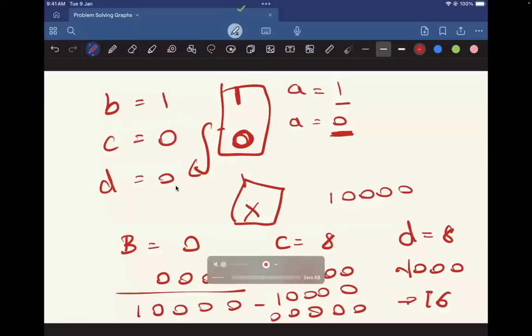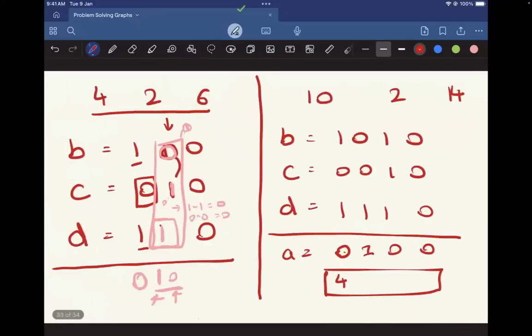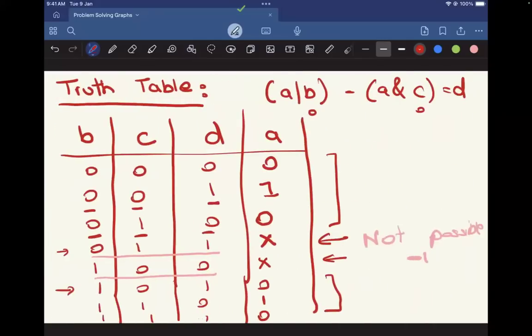Tell me. Excuse me, sir. Yes, tell me. Will making a truth table always be optimal whenever we get such equations? You can try and see if it works.